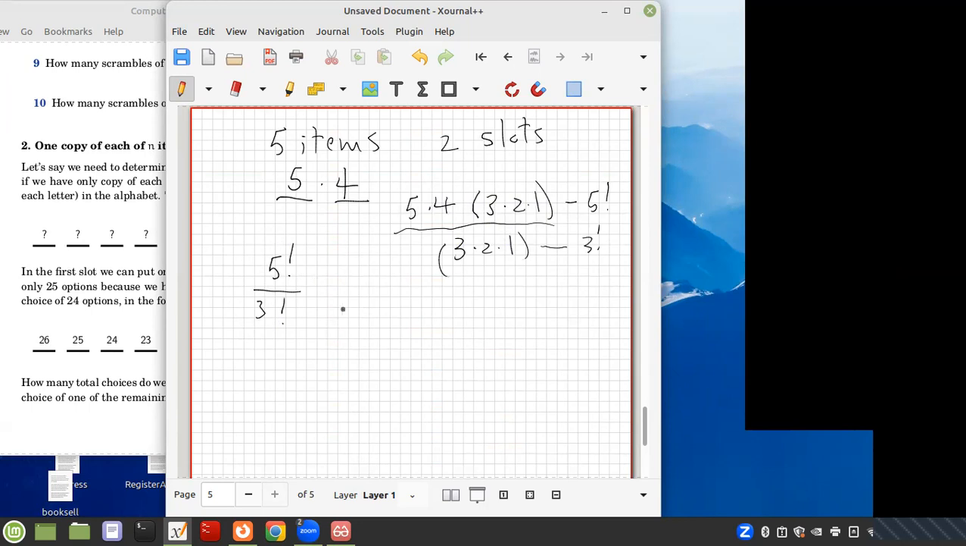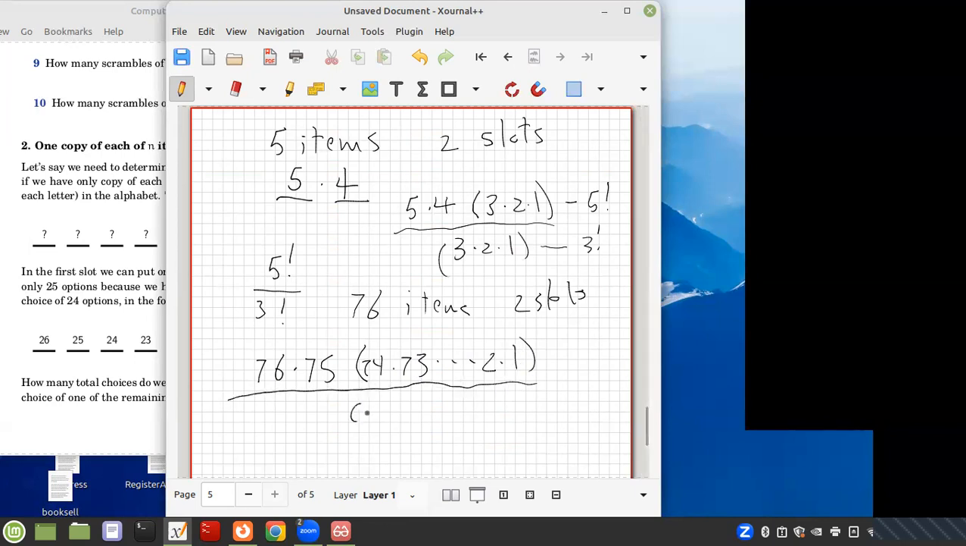So now if I had 76 items, right? And 2 slots, then I can see that would be the answer, 76 times 75, right? But then what I'm missing would be 74 times 73 down to 1. And then I have to divide out by 74 times 73 times down to 2 times 1. But that equals 76 factorial over 74 factorial. And you notice the pattern here.